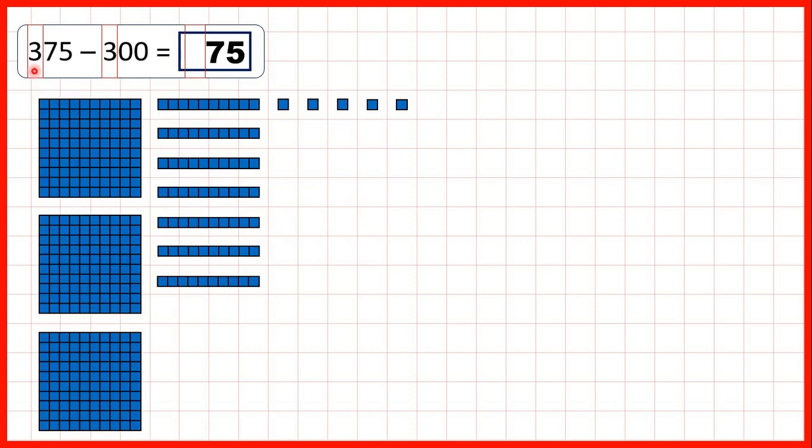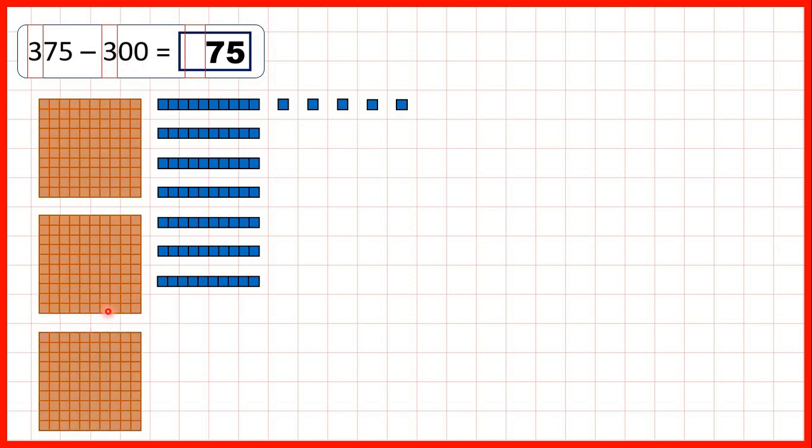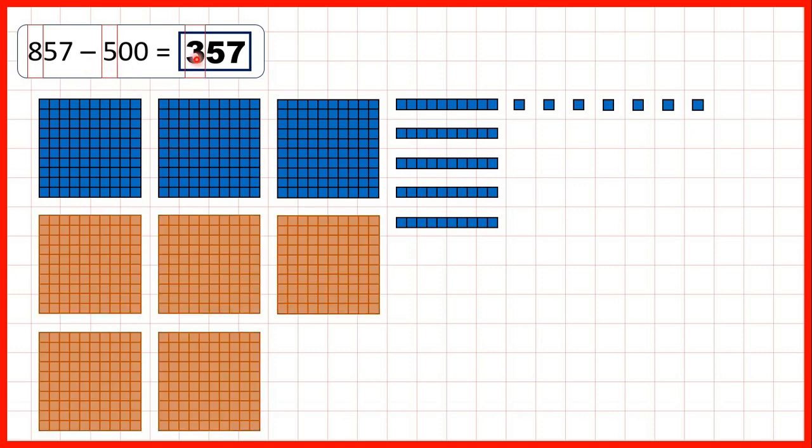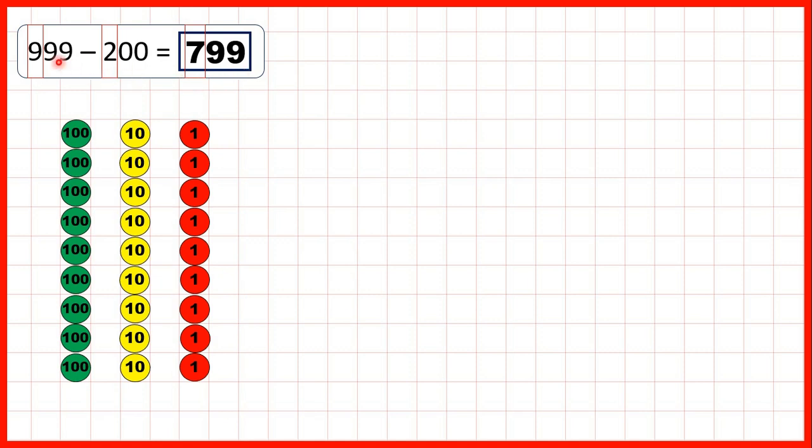Then with 375 minus 300, we're taking away all 3 of our hundreds, and that leaves us with just the 7 tens and 5 ones, so with 75. And then we had 857 minus 500, so that gave us 357.